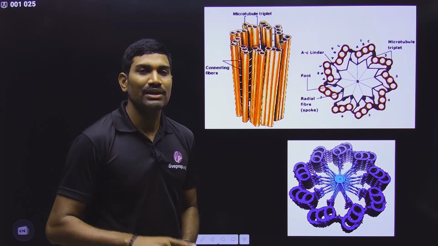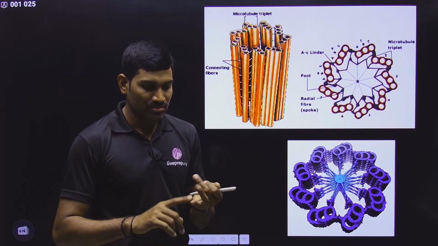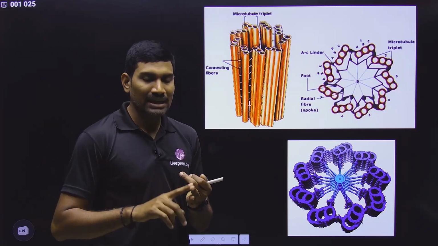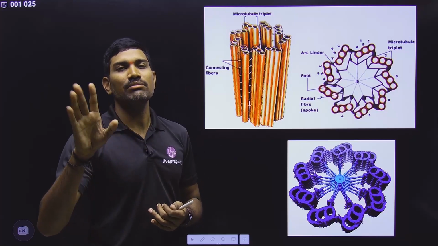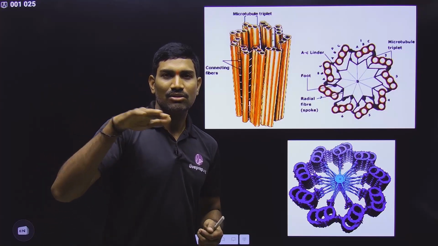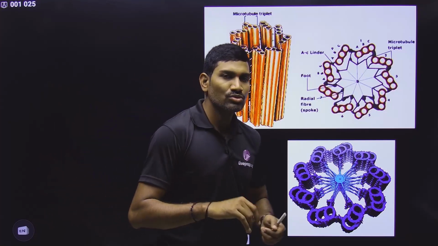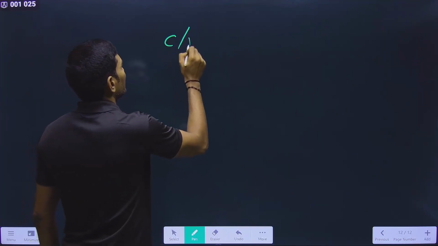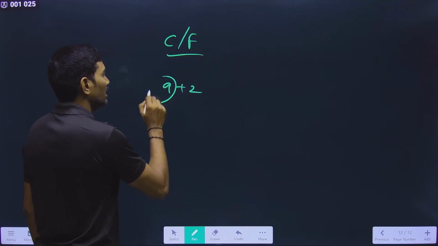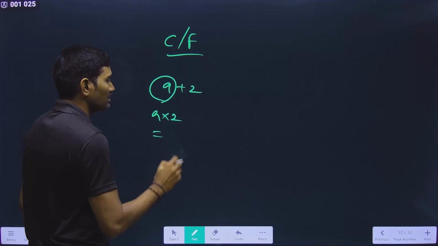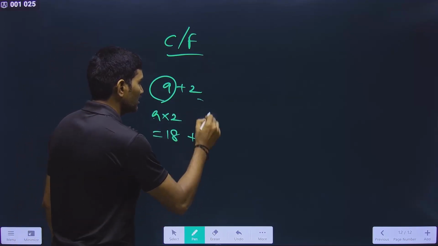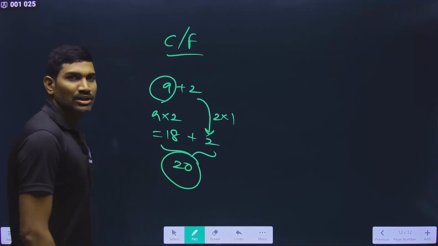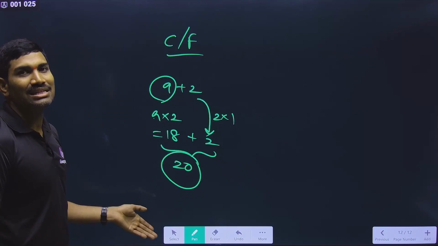Now overall, in the 9 plus 2, 9 outer, 2 center. The 9 outer are again doublets. So 9 into 2, 18, plus at the center 2 are there. That's why a total of 20 microtubules are present. Yes or no? Let me do the calculation part for the cilia and flagella cross section, the axoneme. 9 plus 2, and these 9 are doublets, so 9 into 2, 18, plus these 2 singlets, 2 into 1, so 2. So total here 20 microtubules we are observing in cilia or flagella.